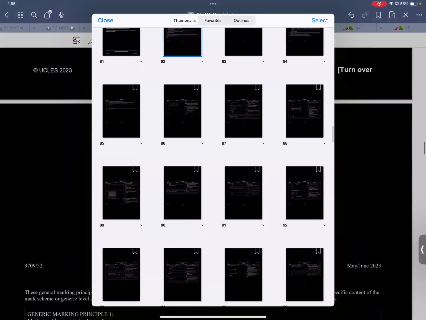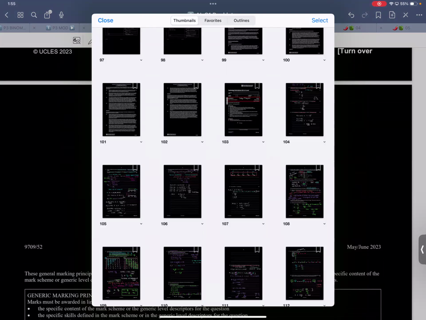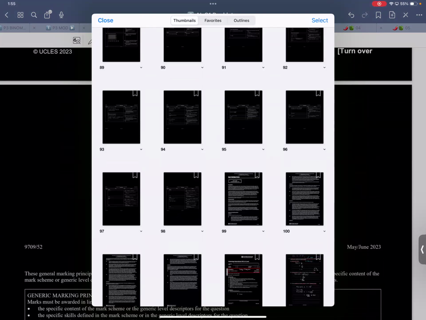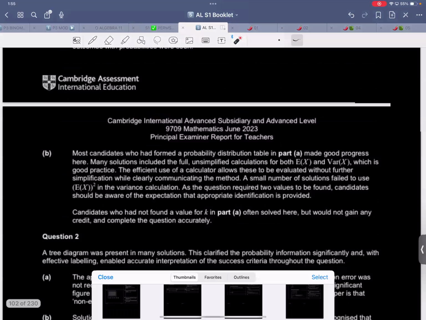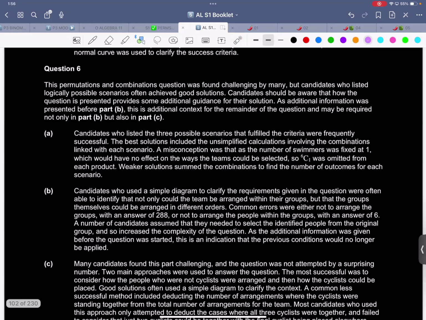Okay, let's move on and look at this thing. Let's read the mark scheme for the examiner report for this one. This was question number 6. Okay, let's have a look. It says this permutation and combination question was found challenging. I don't think it was challenging. But candidates who listed logically possible scenarios, that is what we write in the table, often achieve good solutions.